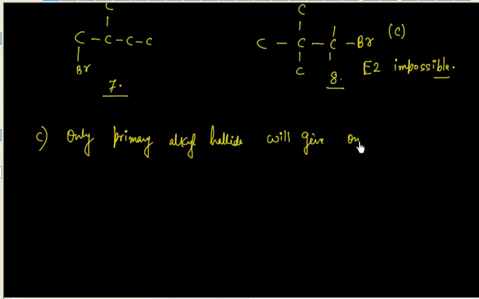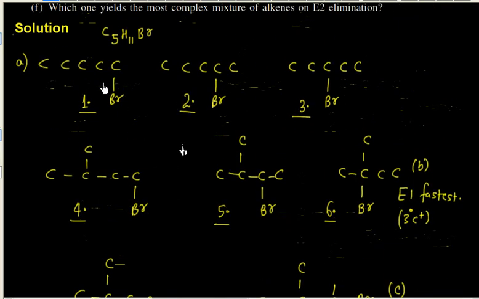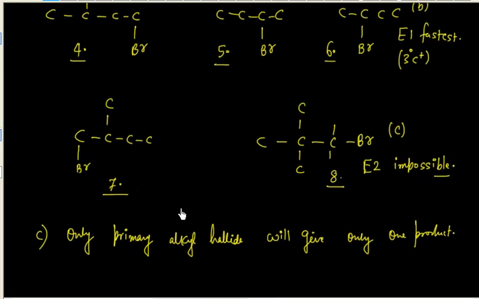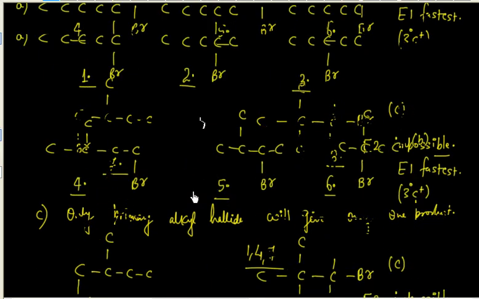Will give only one product. Only one product. So this is a good idea. Now you see what are the primary alkyl halides you have. So 1 you have, also you have 4 and 7. So the answer for this is 1, 4 and 7. That will give you a primary alkyl halide that will give only one alkene.